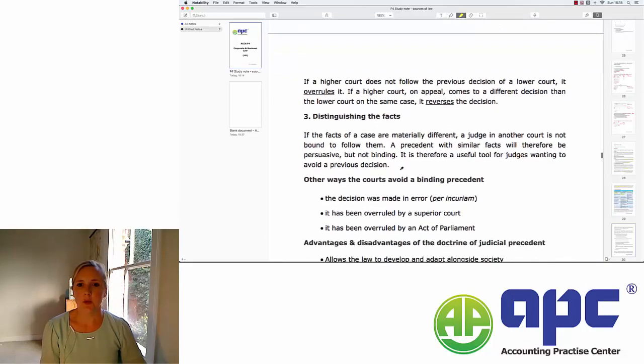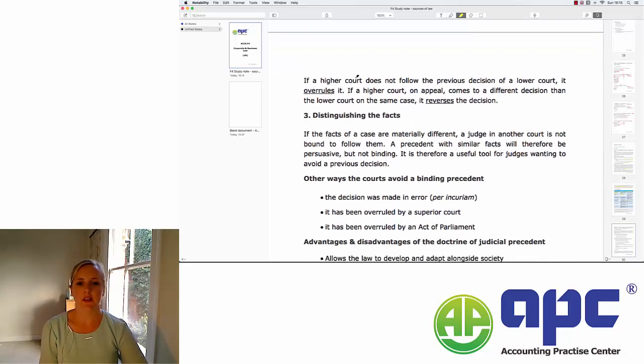Just a little bit of terminology for you in this paragraph here. If a higher court doesn't follow the previous decision of a lower court, it overrules it. Please don't get this confused with an appeal. If a case is appealed to a higher court and it comes to a different decision on exactly the same facts, it's known as reversing that decision. So it's just a slightly different bit of terminology there.